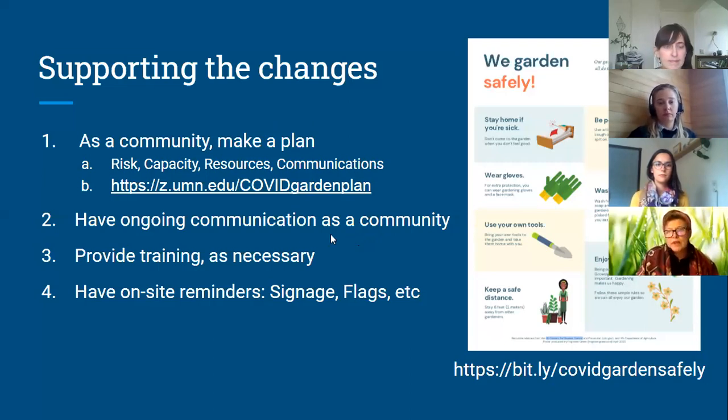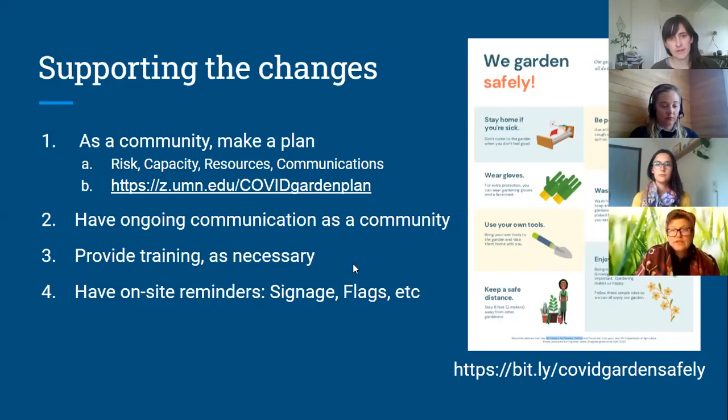Really for your plan, you're looking at risk. So where are those high touch places? What's our capacity? Can we actually water? What will we need for that? So if you cannot provide a wash station and you cannot have reliable access to water, I would really, really think about doing something like cover crops, something that won't make you have to go wash your hands or be out there very frequently. Other resources that might be available, and how do people talk and communicate with each other?